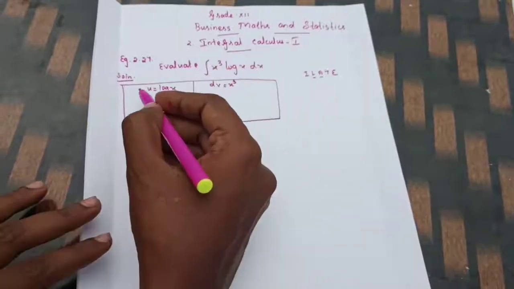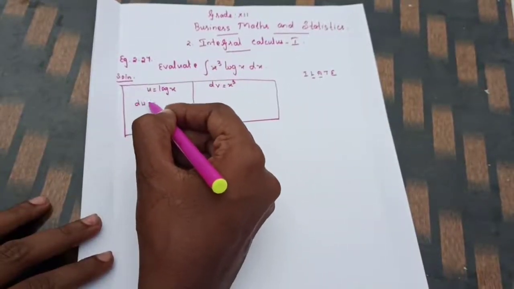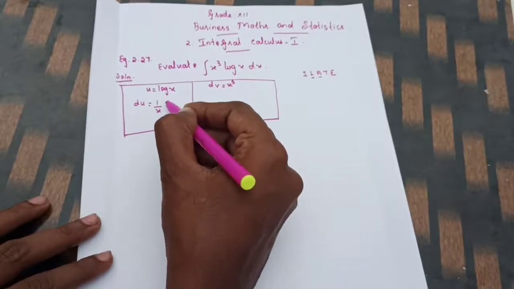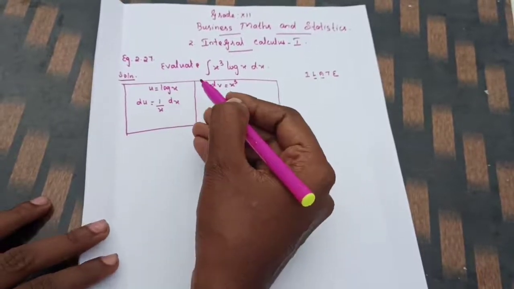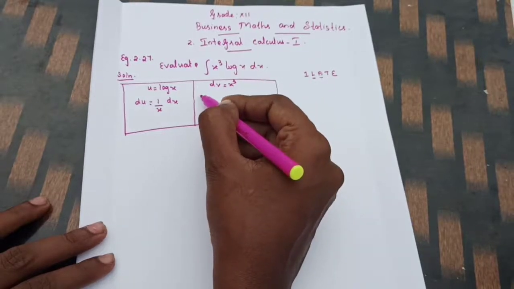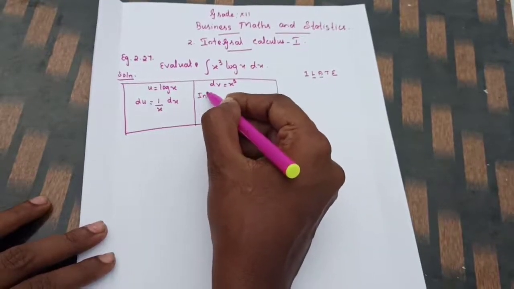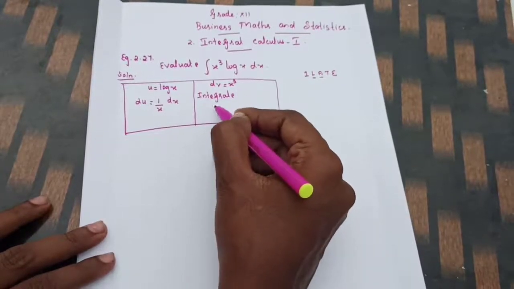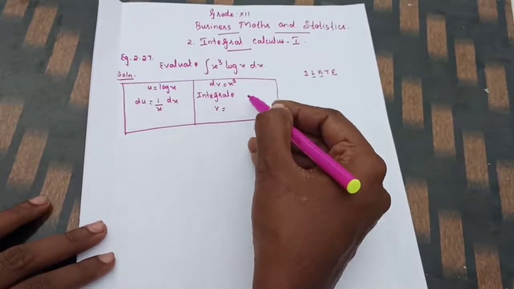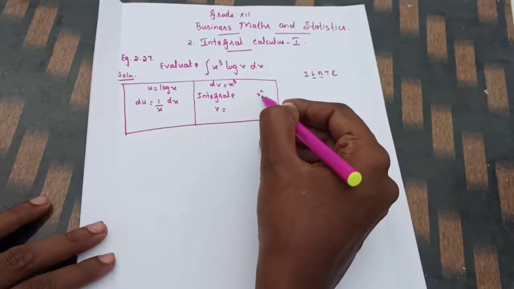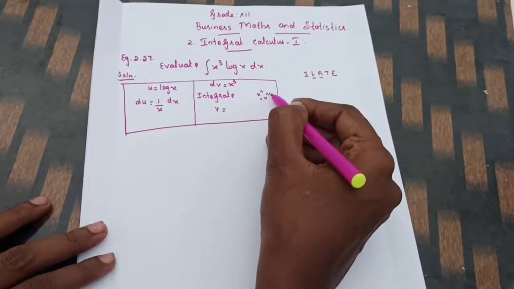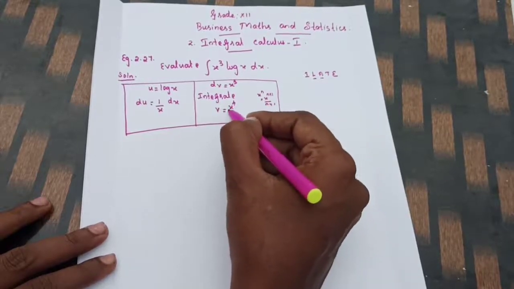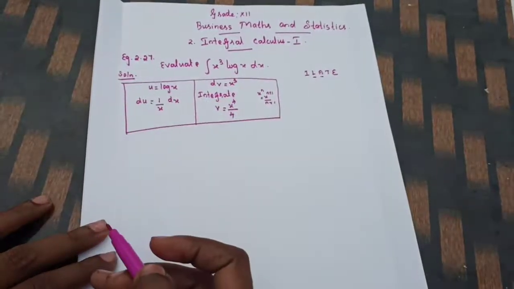First I am going to differentiate: du equal to, what is the differentiation of log x? 1 by x dx. This one you have already learned. Then when you are integrating, dv will change as v. This one is x power n, is it right? X power n means what's the formula? x power n plus 1 divided by n plus 1. So x power 3 plus 1, that is x power 4 by 4. Have we got it? Okay.